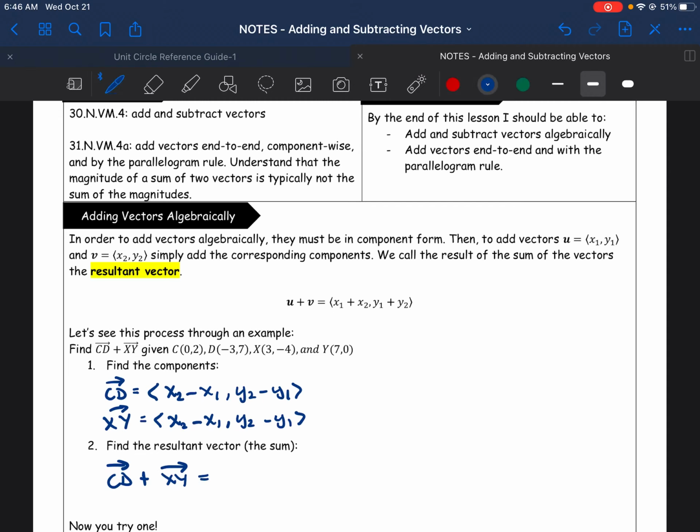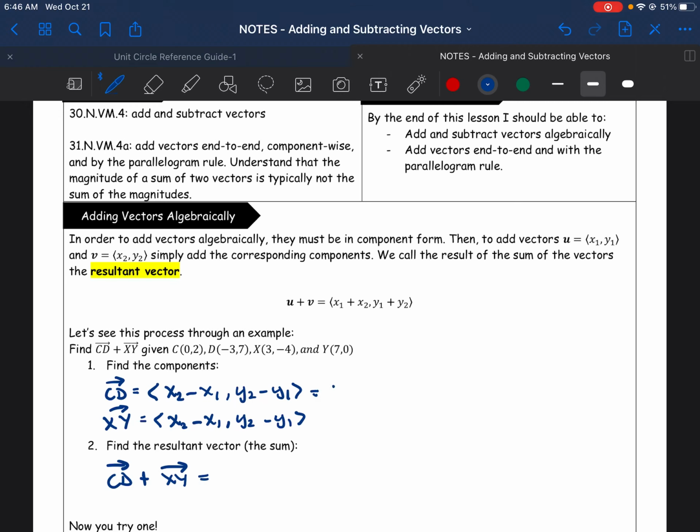So, we want to find the sum of vectors CD and XY, given that the points C is 0, 2, D is negative 3, 7, X is 3, negative 4, and point Y is 7, 0. So let's go ahead and find the vectors in component form. Vector CD, remember that we have to do terminal point minus initial. C is the initial point, D is the terminal point. So vector CD would be x2 minus x1, comma y2 minus y1, with the points C and D respectively.